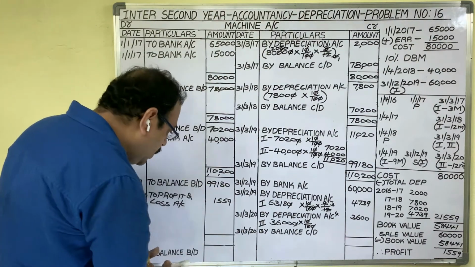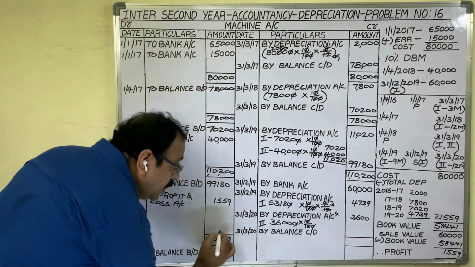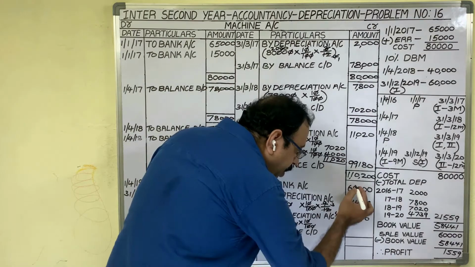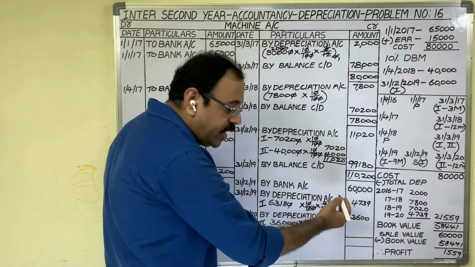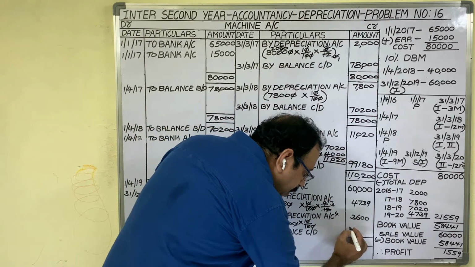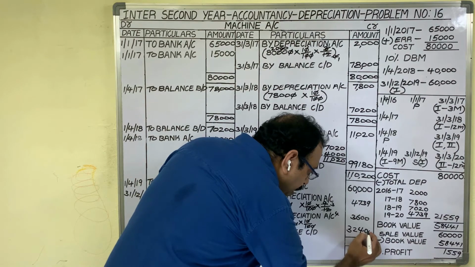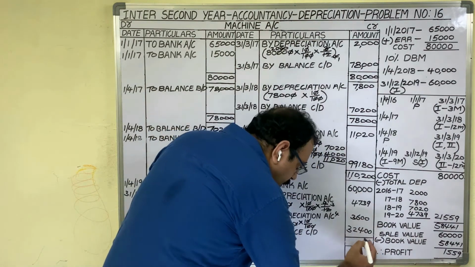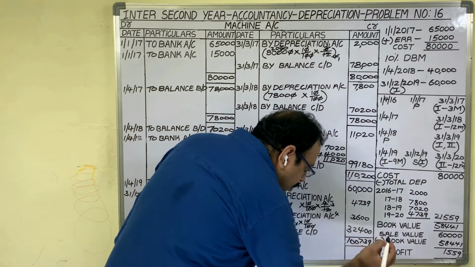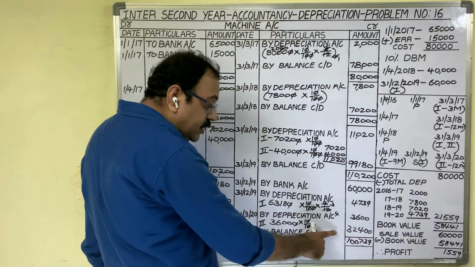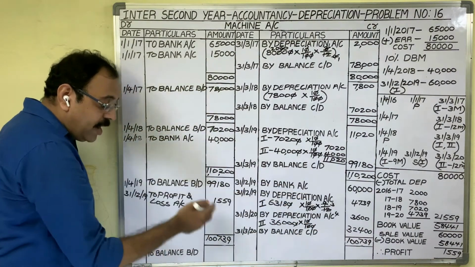Debit total is minus credit total. Credit total is 68,339. If you deduct that, then the balance carried down figure will be 32,400. Put the total. Total is 1,739. Now, as balance carried down is there, for next year, you have to bring the balance.